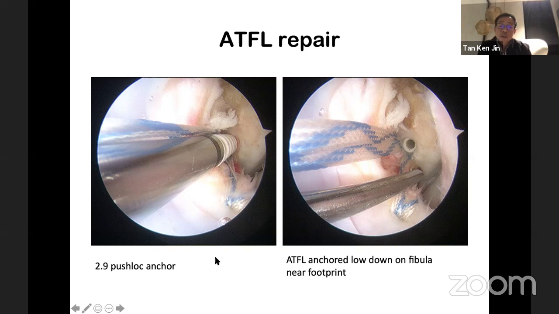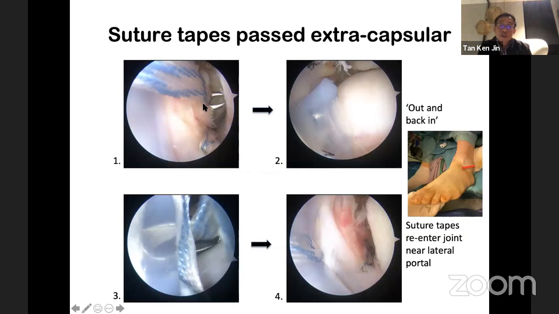For those two suture tapes, we put a suture retriever in from the far lateral portal, and we pull the two suture tapes out from the far lateral portal. Then the suture retriever is pushed onto the lateral capsule of the joint, and it's pushed across from the far lateral portal subcutaneously in the direction of the lateral portal, and it's re-punctured into the joint, as you see from here.